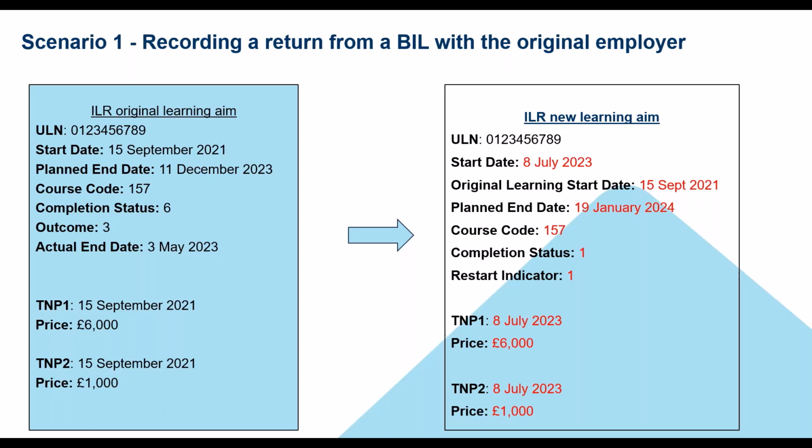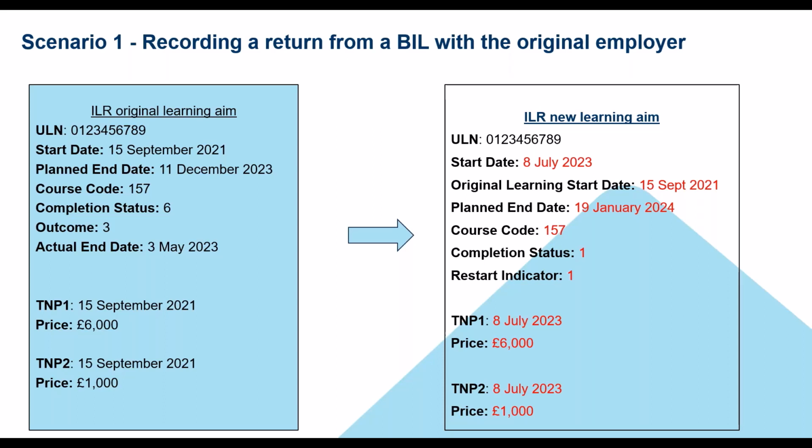In terms of TNP records for this scenario, we simply record a TNP1 and TNP2 in the new learning aim with the same costs that were on the original records. We just date them with the new learning start date. And if you remember from earlier, I said that a TNP1 and a TNP2 are for recording the cost for the entire apprenticeship, which is what we're doing here.